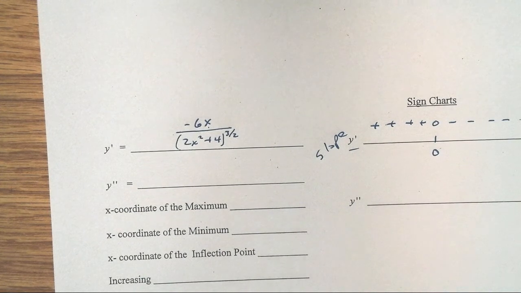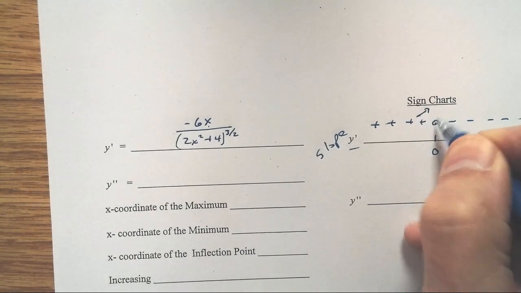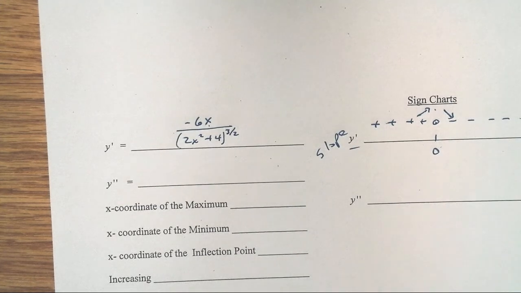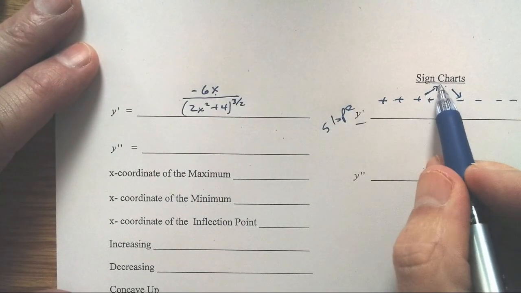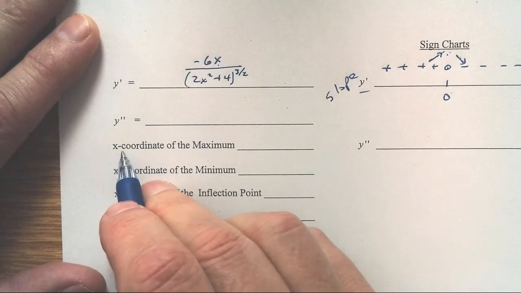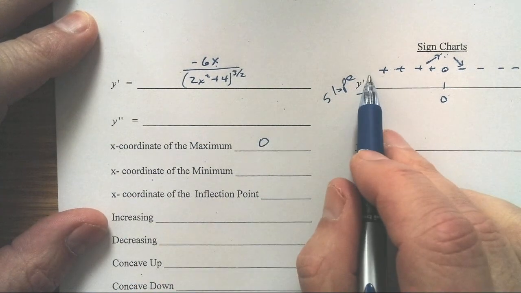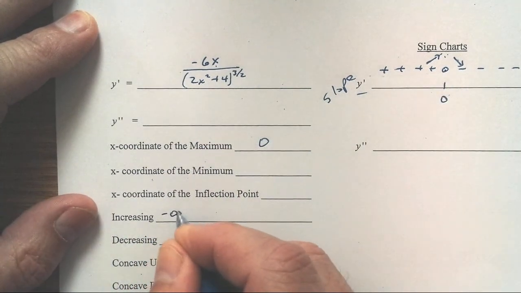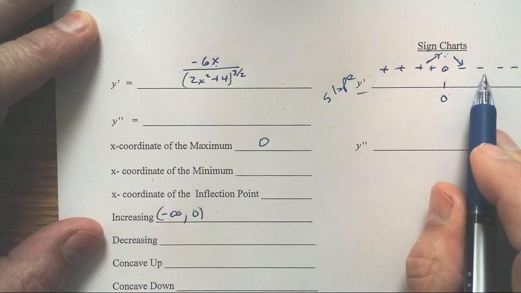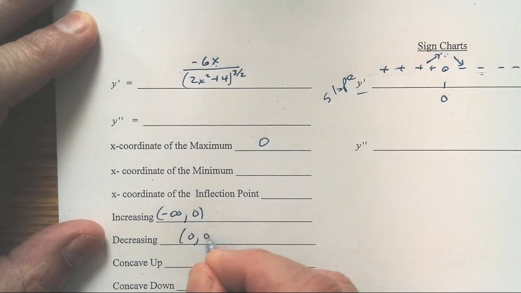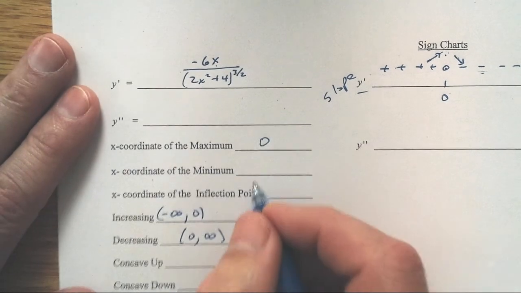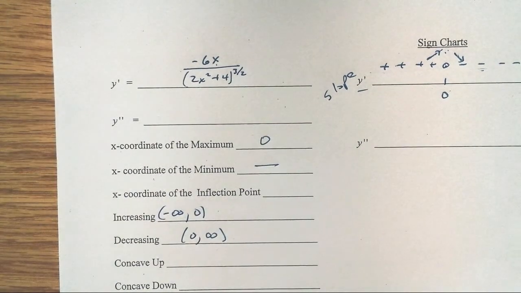Therefore, our graph goes up, levels off, and comes back down, giving us answers to, hey, we have a maximum. Goes up, comes down. We have a maximum. X coordinate of the maximum is at 0. And we are increasing when the slope is positive, negative infinity to 0. And we are decreasing when the slope is negative, 0 to infinity, and we don't have a minimum. So pretty tame compared to what we did on JTB 3. All right, let's find the second derivative.